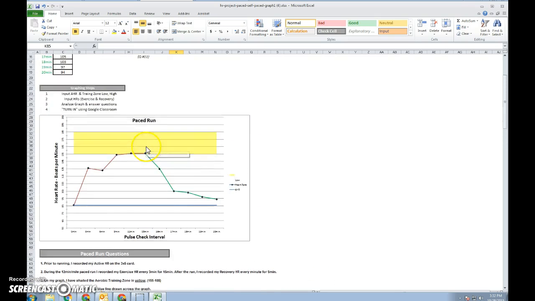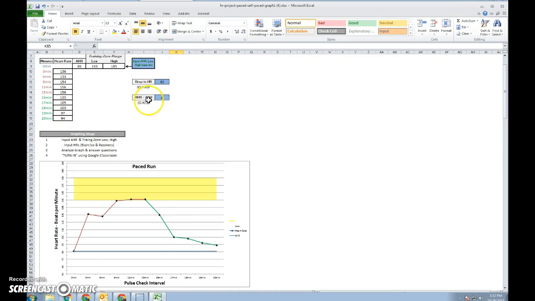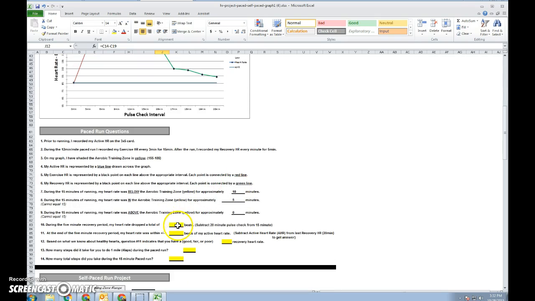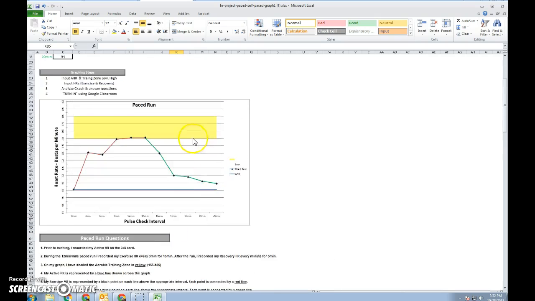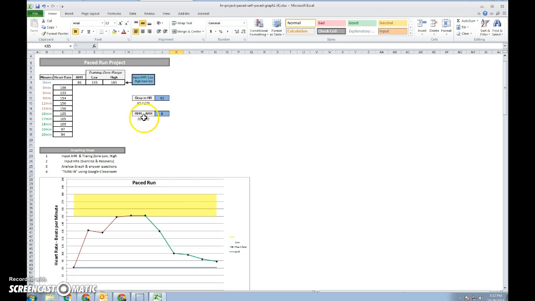You can do that math from your data, but you'll notice question number 10, that drop in heart rate, the math is already done for us. That's 62 in my case. That would go there. Question 11, again, the math is already done.